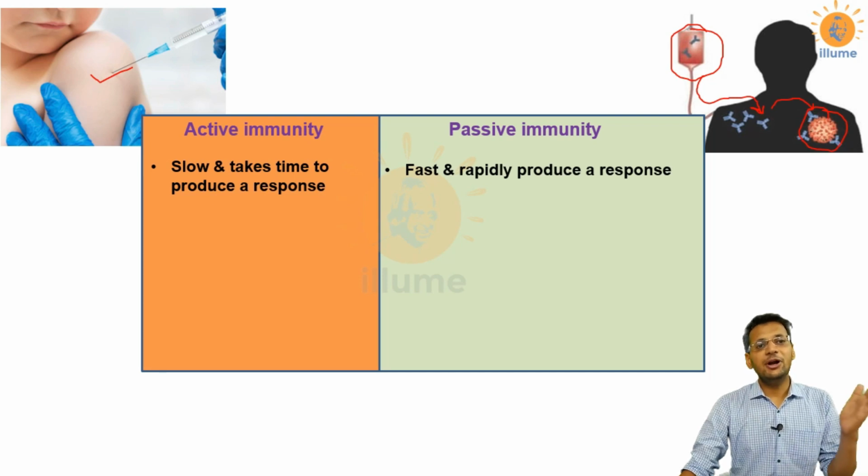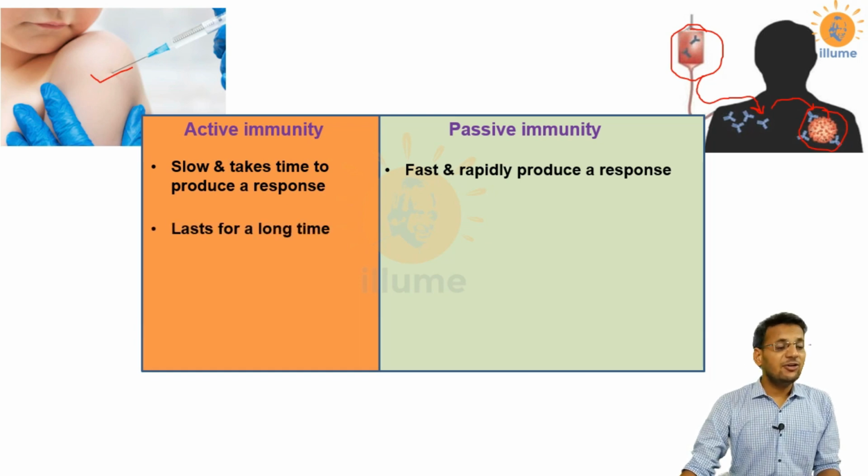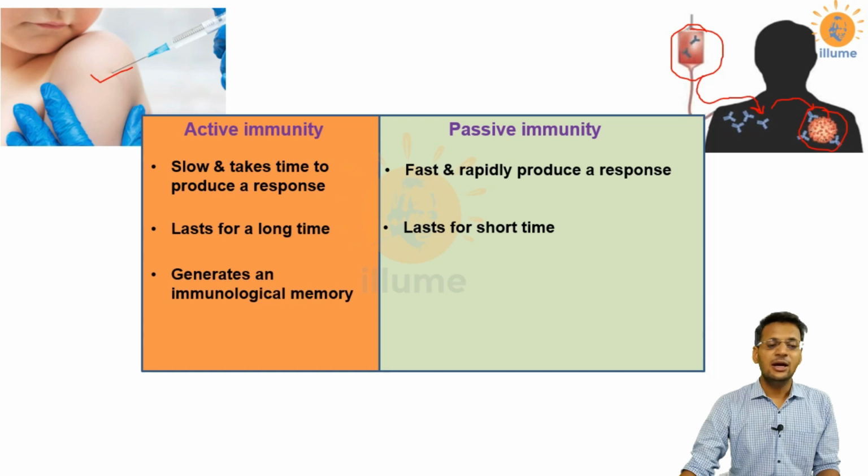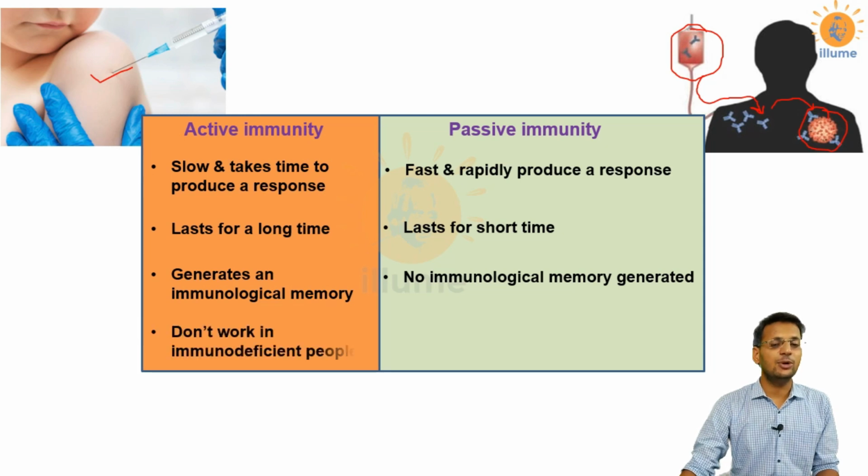In active immunity, your body takes time to produce antibodies, so it is slow and takes time. But in passive immunity, you are directly administering antibody, so it is a very fast and rapidly produced response. But active immunity would last for a long time because it would produce memory cells, and in passive immunity it would last for a short time. There won't be any immunological memory in passive immunity, but an immunological memory is produced in active immunity.